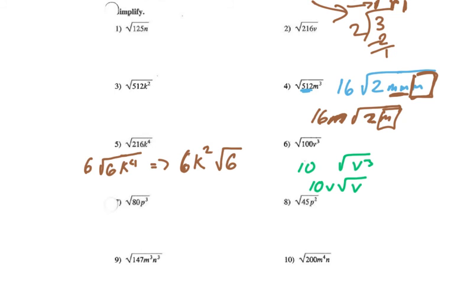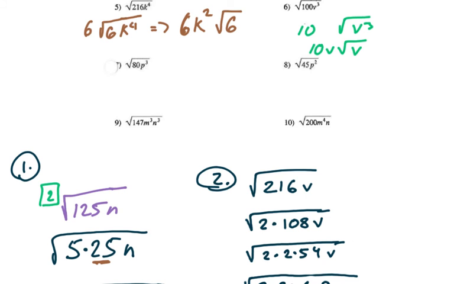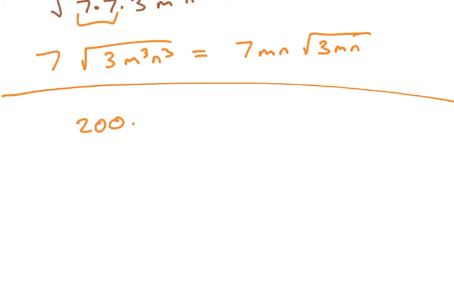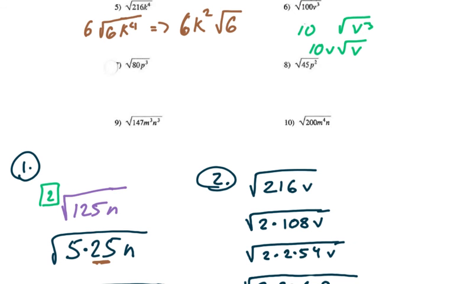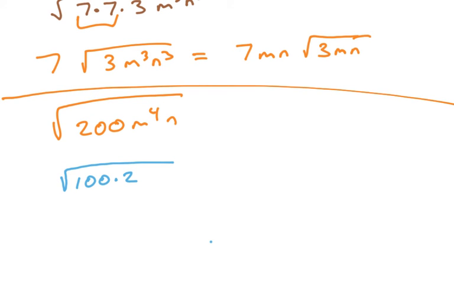And next we have number 10, the square root of 200 m to the 4th n. Let me just do it on the other page. 200, I'm saying 200, I'm writing 300. M to the fourth, n. The reason why I was like, this isn't bad at all, is because we know the square root of 100 is 10, so this is 100 times 2 times m to the fourth n. So this is going to become 10 square root 2 m to the fourth n.